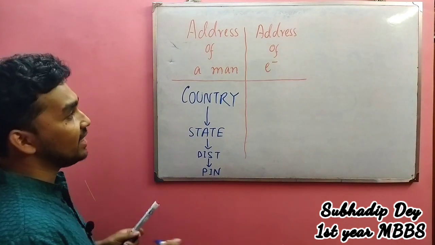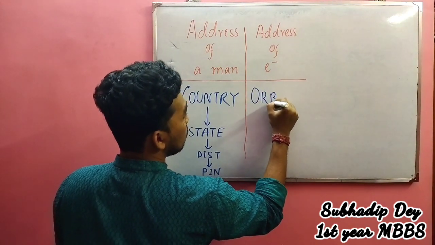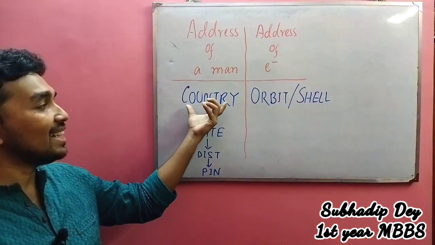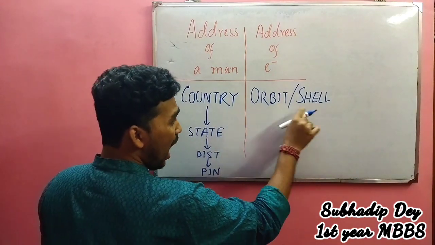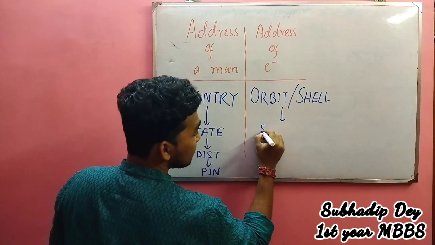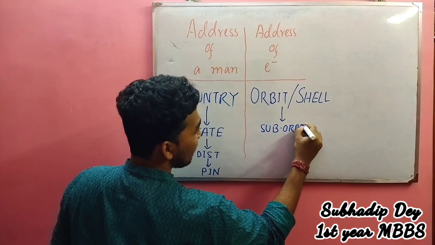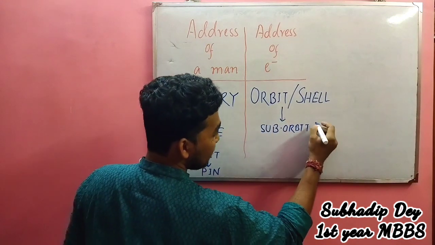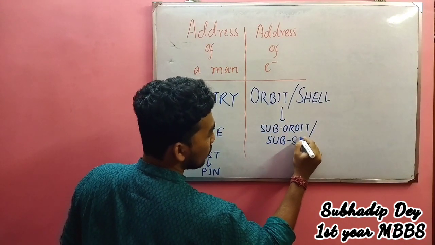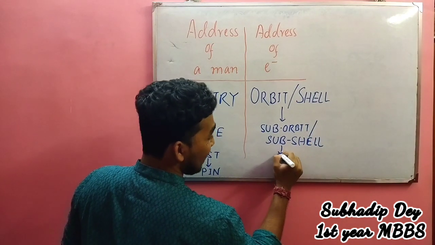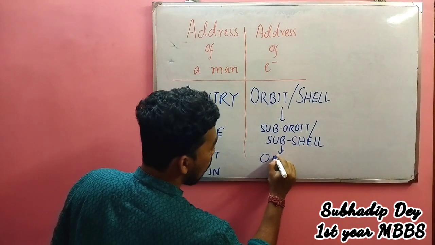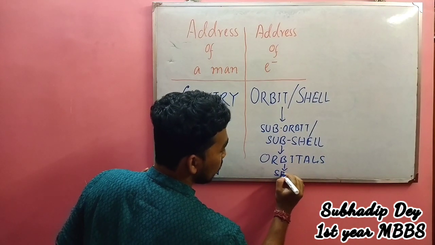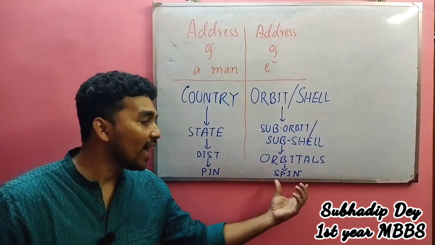First of all we will see for the orbit और शेल. तो ऑर्बिट और शेल is similar to the country of a man. Then within a orbit we can find many suborbits. Just like we have found many states inside a country, inside an orbit we will find many suborbit or subshell, and inside a suborbit we can find out orbitals, and lastly we will see for the spin of an electron.